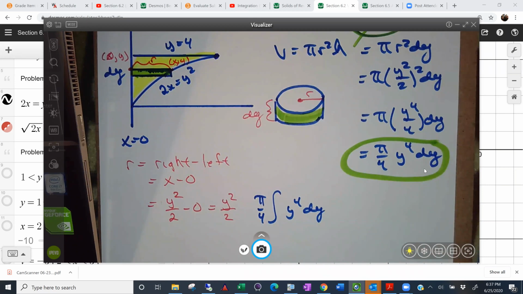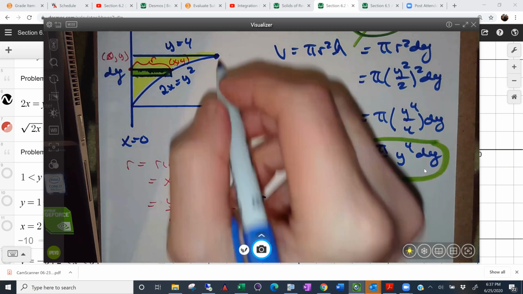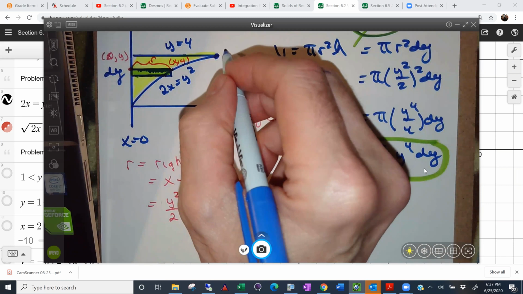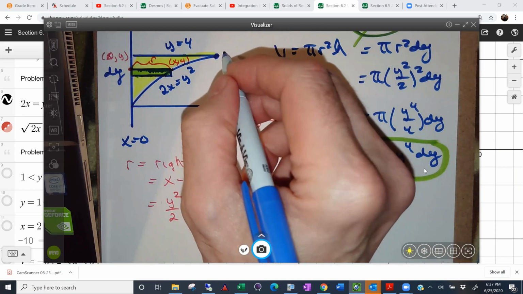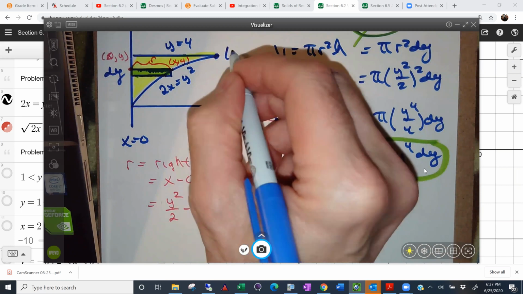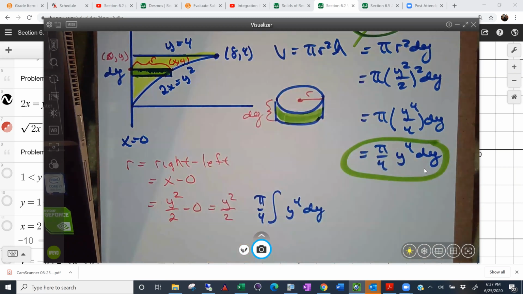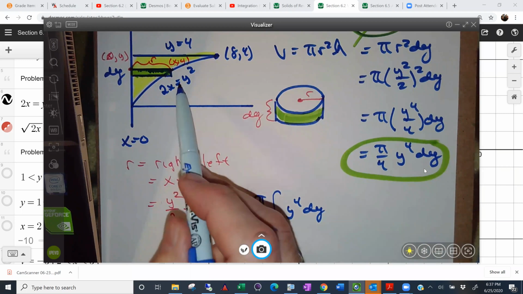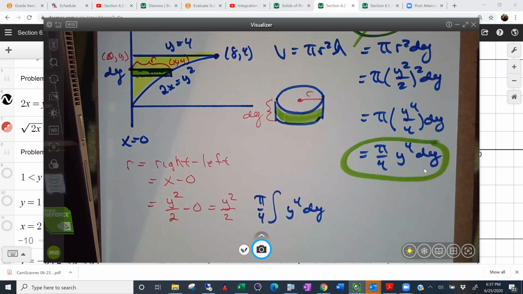Let's see, what would it be? y is 4, 16, 8. Yeah, 8 and 4. Pretty sure that's 8 and 4. It's 2 times 8 is 16, 4 squared is 16. So yeah, 8 and 4.